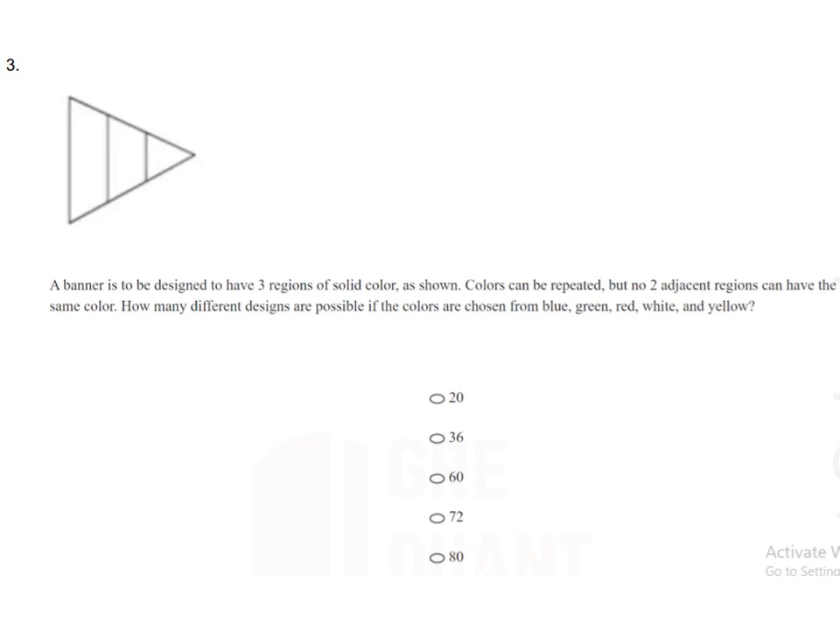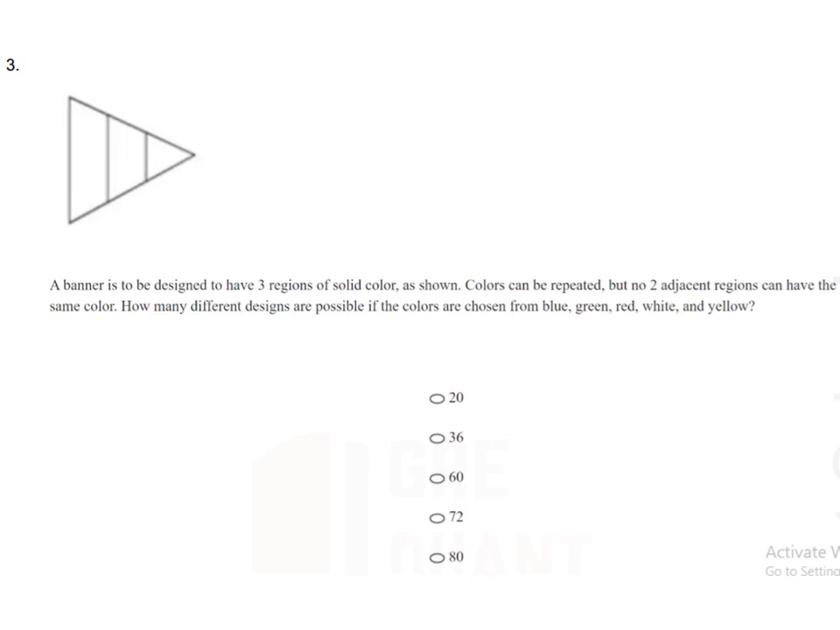We are in the third question. A banner is to be designed to have 3 regions of solid color as shown. Sorry, no color is shown here, but there is a banner with 3 regions. Colors can be repeated, but no 2 adjacent regions can have the same color. How many different designs are possible if the colors are chosen from blue, green, red, white, and yellow? The condition is that 2 adjacent regions can't have the same color.